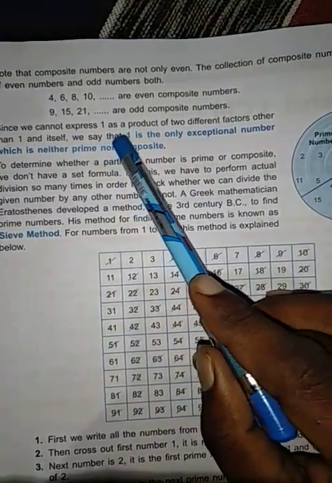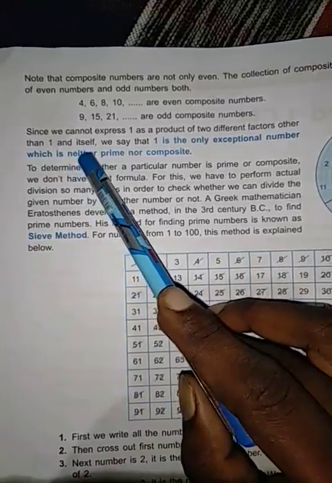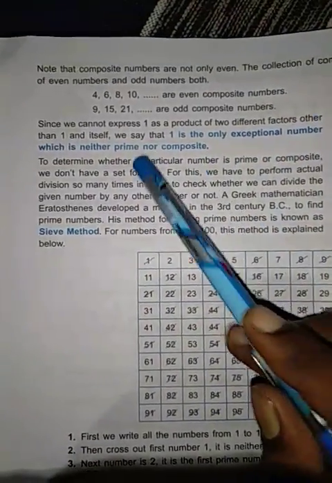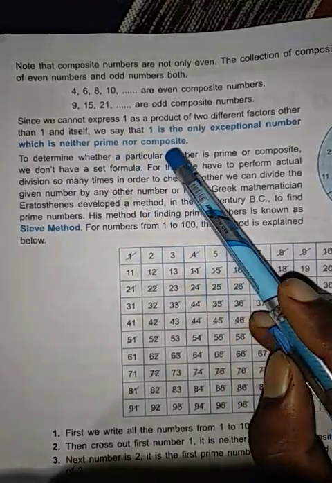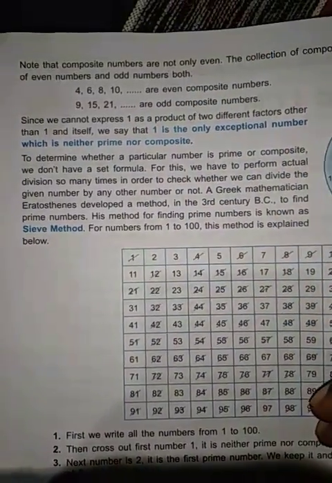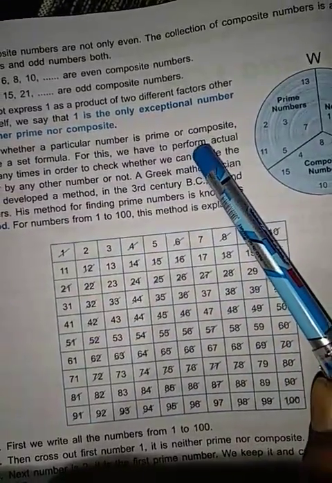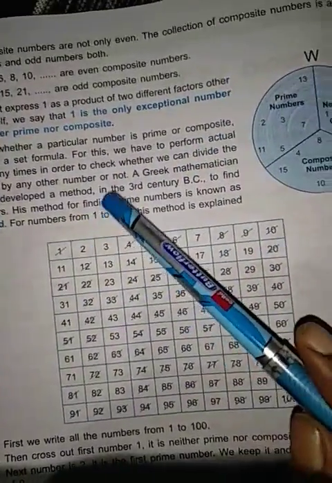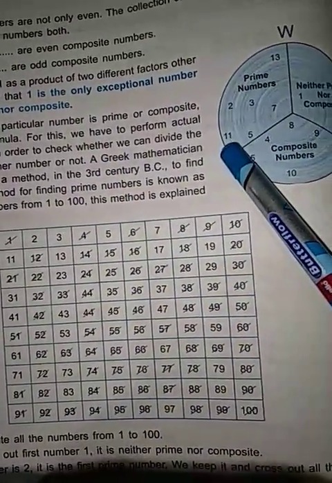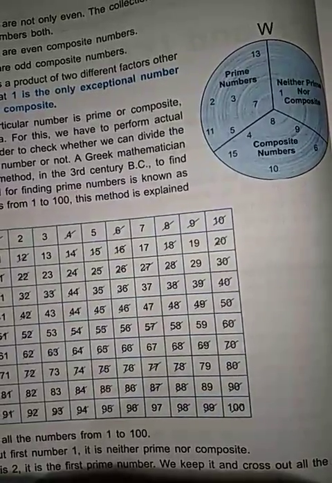Since we cannot express 1 as a product of two different factors other than 1 and itself, we say that 1 is the only exceptional number which is neither prime nor composite. To determine whether a particular number is prime or composite, we don't have a set formula. For this, we have to perform actual division many times in order to check it.